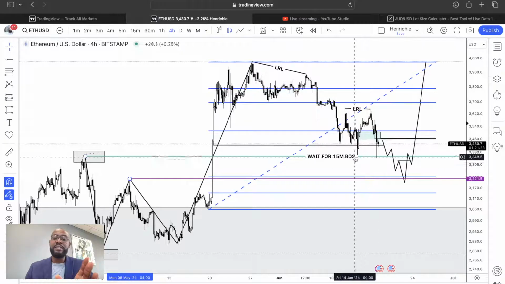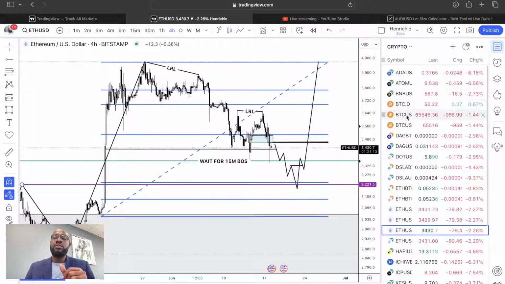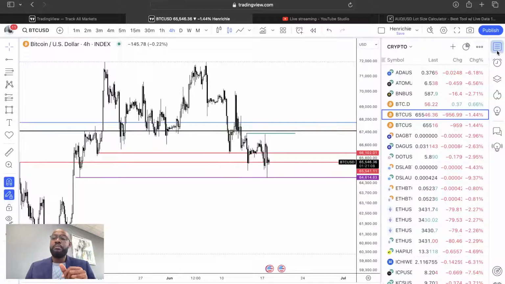All I'm looking forward to see, anything below this green line, I'm looking forward to see a 15-minute shift in market structure to the upside. The moment I see that, I'm looking for a buy setup to continue higher. That being said, we'll look at our analysis on Bitcoin as well.